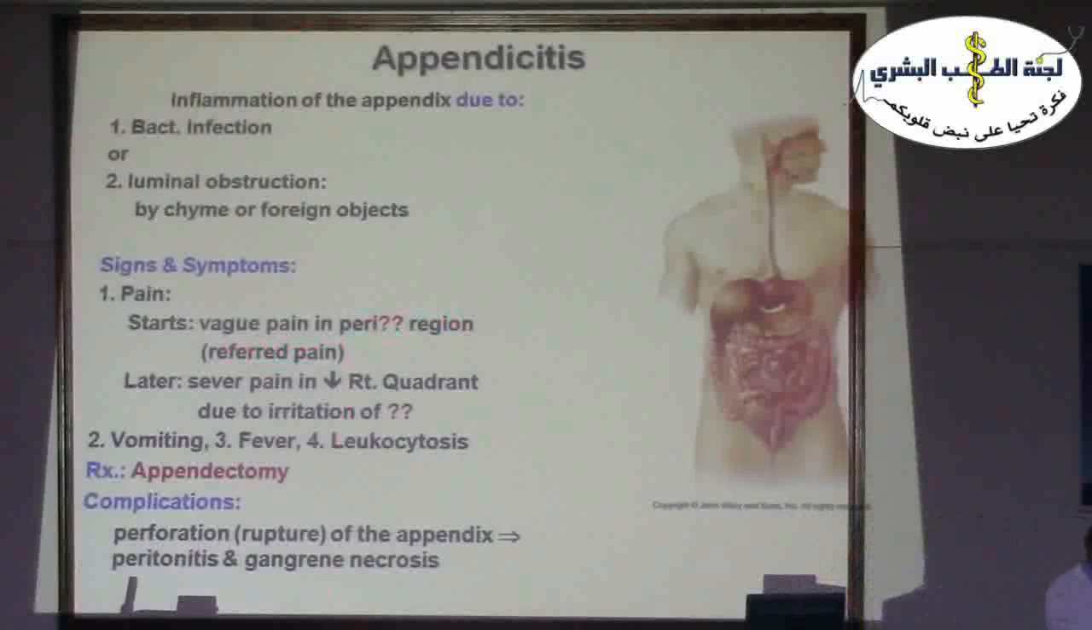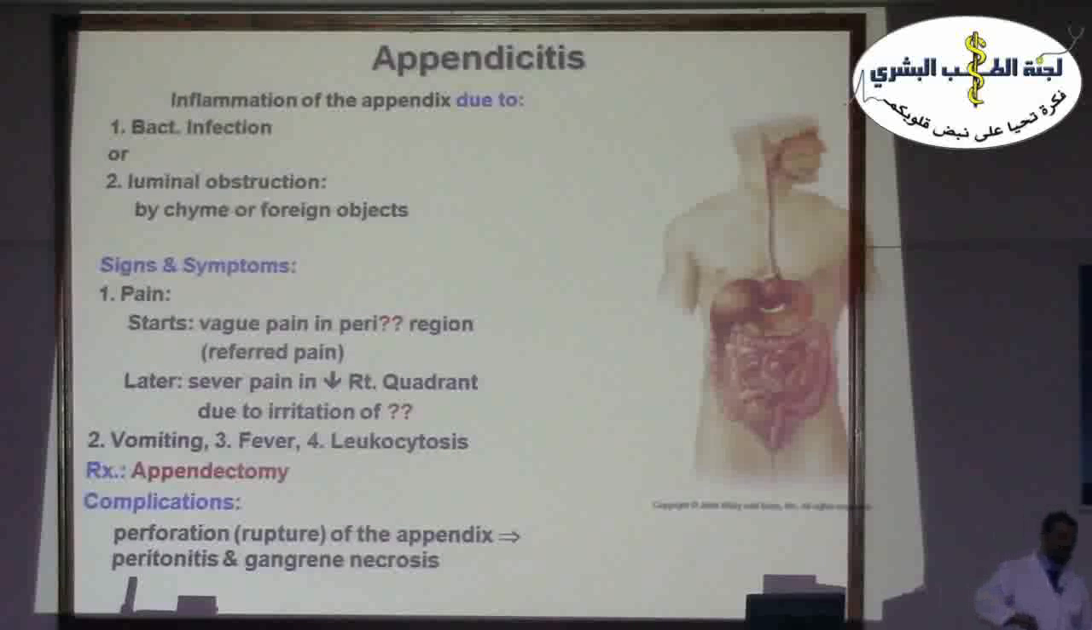As the appendix enlarges due to inflammation, it starts to touch the parietal peritoneum now. The parietal peritoneum is innervated by somatic innervation, by the abdominal wall innervation. So now the pain will start to move from periumbilical to the lower right quadrant. And it will become more severe. So it will become a severe pain in the lower right quadrant due to irritation now of what?